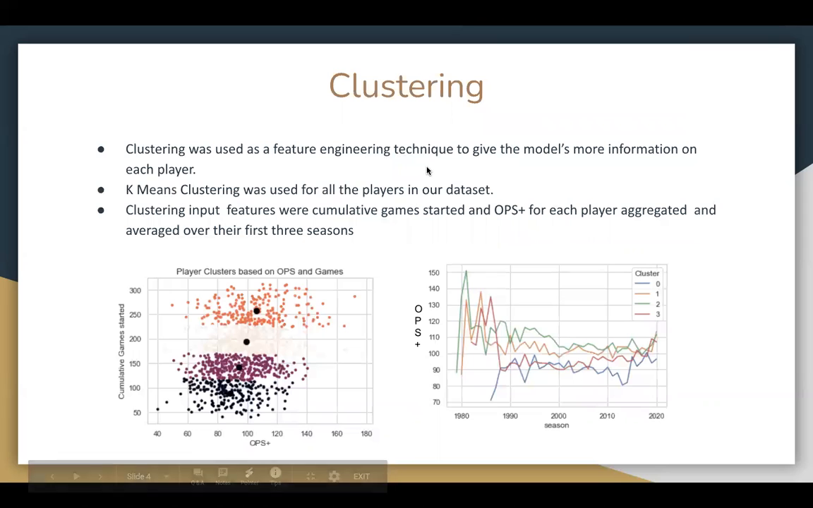So one technique I used to improve my model's performance was clustering. I used the K-means clustering algorithm for that, and the input features for the algorithm were cumulative games started and OPS plus for each player, aggregated and averaged over their first 3 seasons. I optimized for K, and got an ideal value of K equals 4. And you can actually see here the clusters and where they fall.